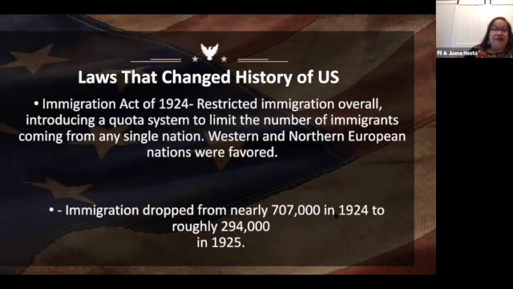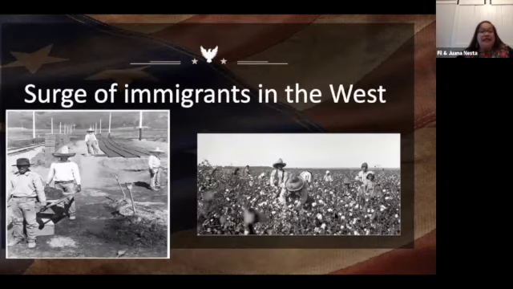in 1925. So we see that the quota system really did make a huge, drastic change in immigration. So then we see a surge of immigrants in the West again. And so I'm not going chronologically, I'm going according to the waves that we see. And here we see Mexican workers that were coming into the United States to work on the fields, a lot of migrant workers, and to work on the railroads as well.